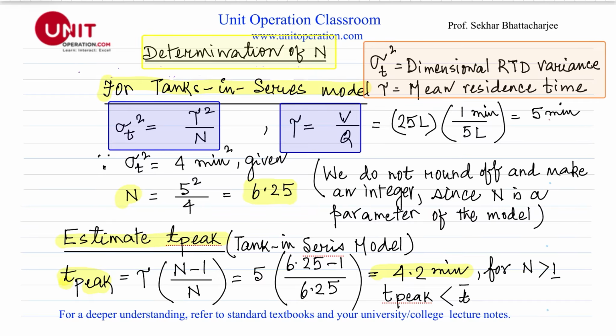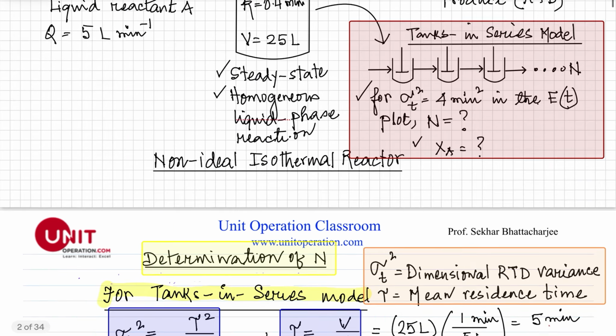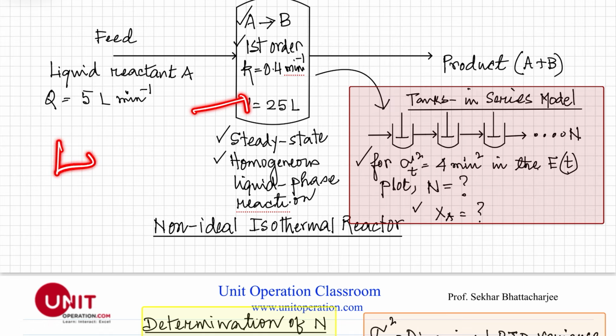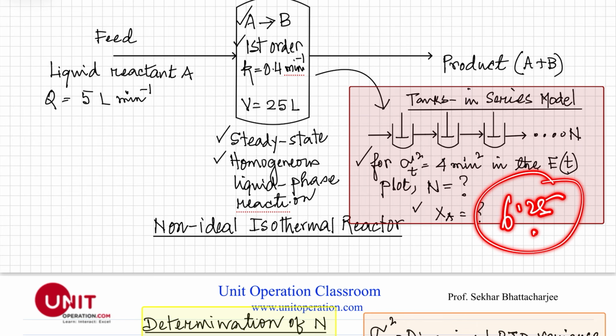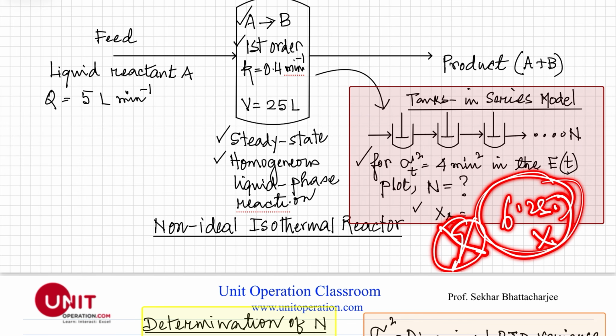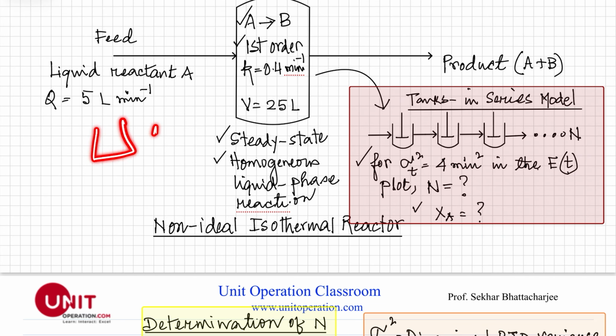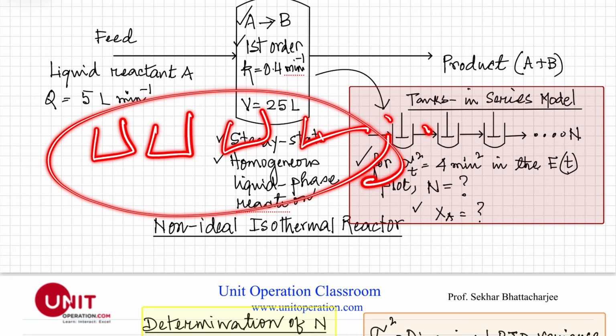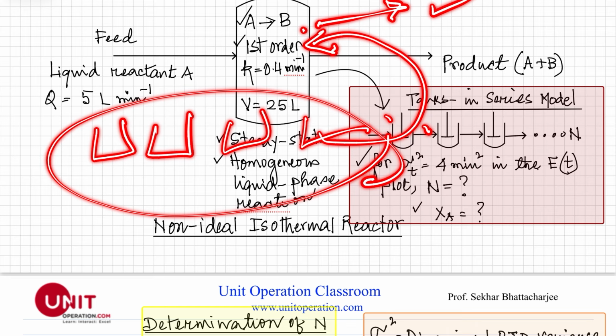So what it really means is that for the actual reactor here, we have 6.25 reactors. Now, when we say 6.25, we don't make it 7. No, we keep 6.25 because n is just a parameter here. So we assume that if there are 6.25 stages in series, that hydrodynamics actually represents the non-ideality of this particular reactor. So there are two parts. One is the hydrodynamics part, and the second, of course, is then calculating the conversion.